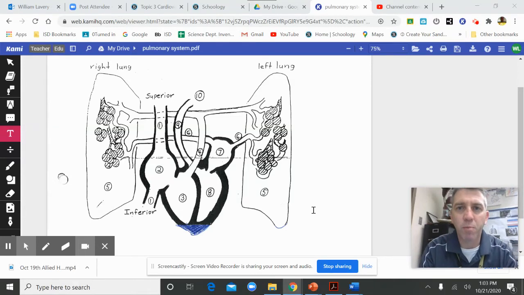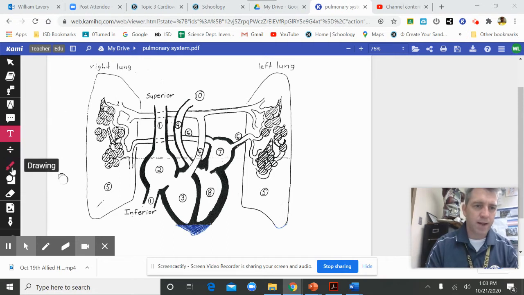Lavery, and we're going to go over the pulmonary system and the pulmonary circuit. So this is the heart flattened out, and what you're seeing is the right lung of a patient and the left lung. So it's a mirror image.